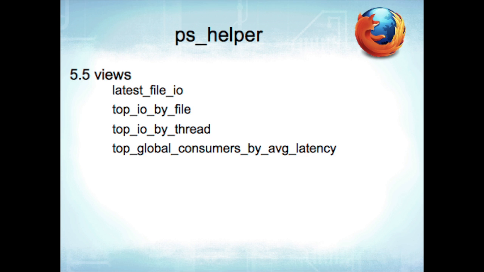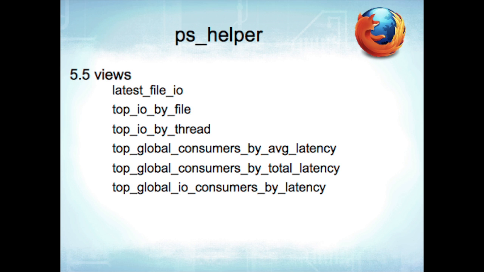Top global consumers by average latency. A consumer is something using resources, a thread or a statement or an event. So show me how much latency it has by total latency. And then global I/O consumers by latency. So that's not all the consumers, just the I/O ones.